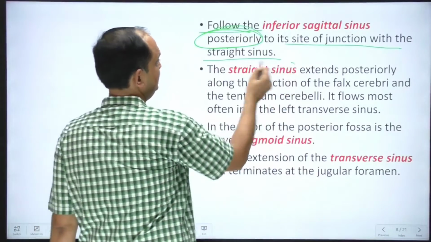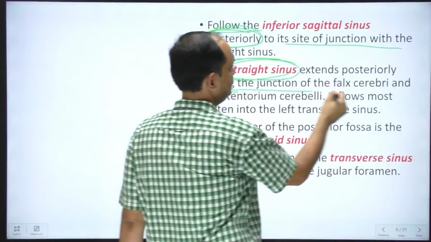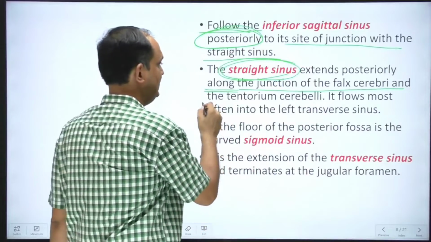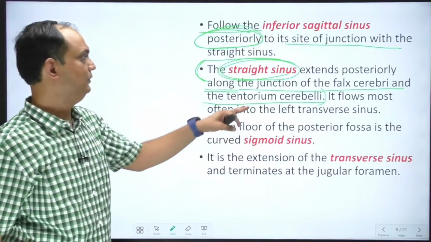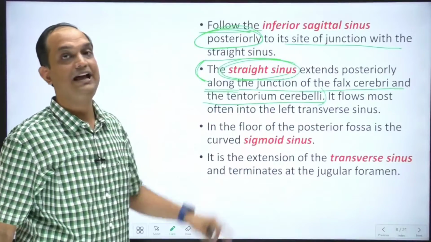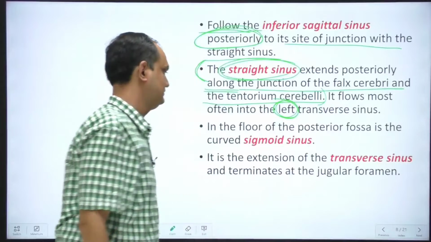Then we have the straight sinus. The straight sinus extends posteriorly along the junction of the falx cerebri and the tentorium cerebelli, which I told you in the first slide. It flows most often into the left transverse sinus, where it will continue as the left transverse sinus.